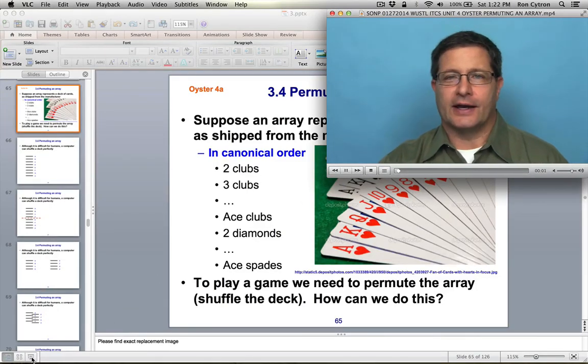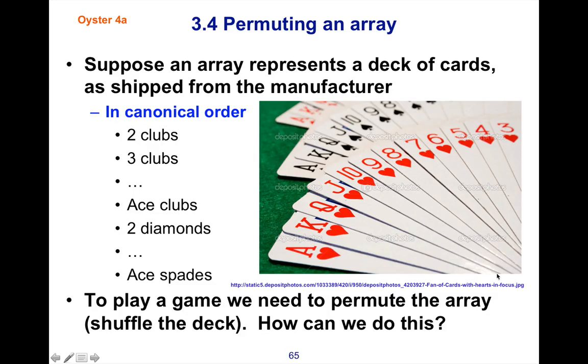Let's look at an example, namely permuting an array. So suppose you got a deck of cards from a card manufacturer, and those cards usually come in some, let's say, canonical order, beginning with the 2 of clubs, going on to the 3 of clubs, then to the ace of clubs, and then proceeding through diamonds, hearts, and spades.